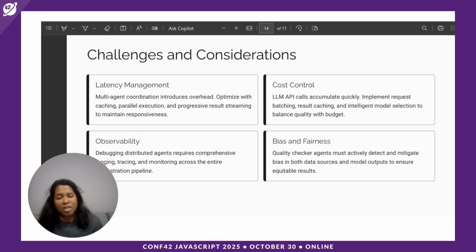Implement robust batching, result caching, and intelligent model selection to balance between the quality and budget. Debugging the distributed agents requires comprehensive logging, tracing, and monitoring across the entire orchestration pipeline. Quality check agents must actively detect and mitigate bias in both the data sources and model outputs to ensure equitable results. These challenges represent engineering problems with established solutions rather than fundamental implementation barriers.